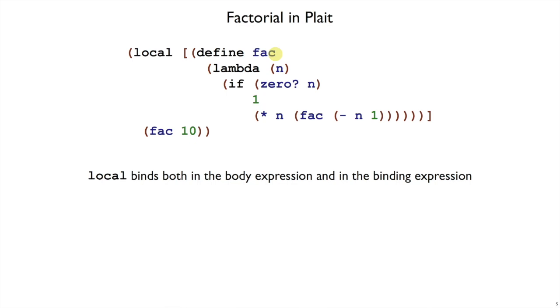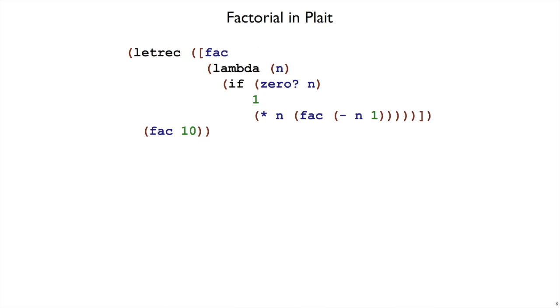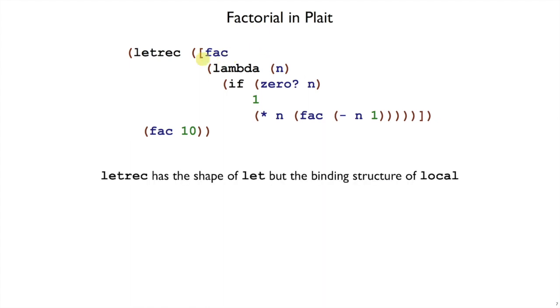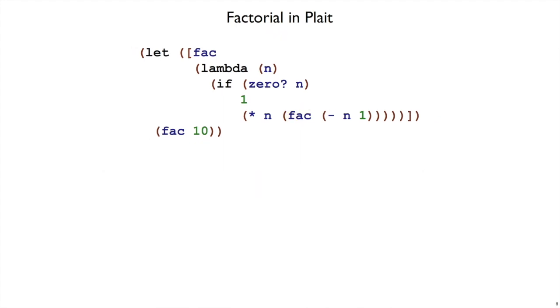Now, we haven't been using local so much lately as let. There's an intermediate form in Plait called letrec. Letrec behaves the same as the local form before, but it looks more like the syntax of let. The difference between let and letrec is that in letrec, the definition of fac can see itself. In contrast, if we tried to write this with just let, the problem is that let makes this fac binding available in the body, but it does not make it available here on the right-hand side.